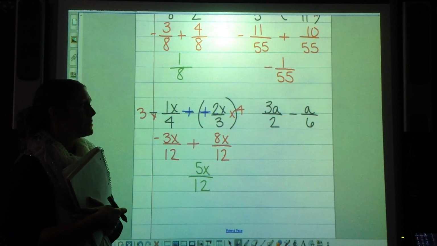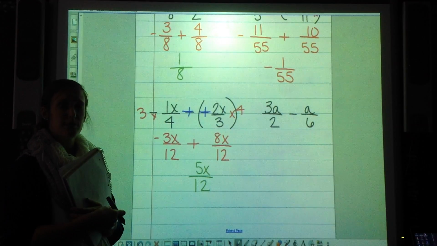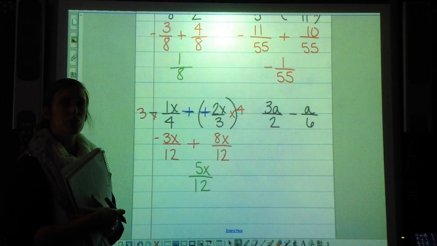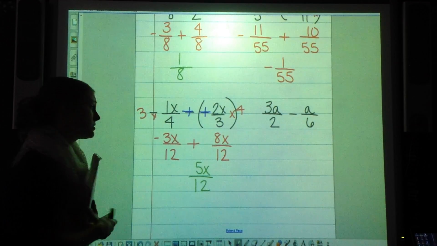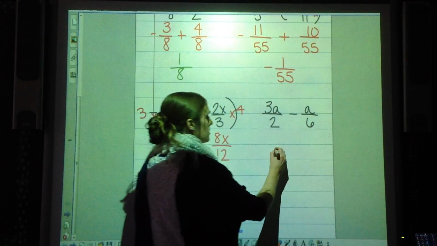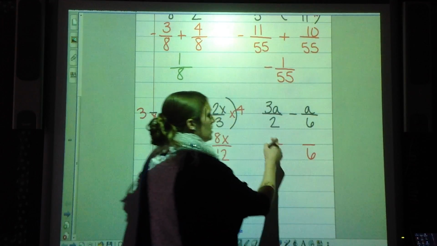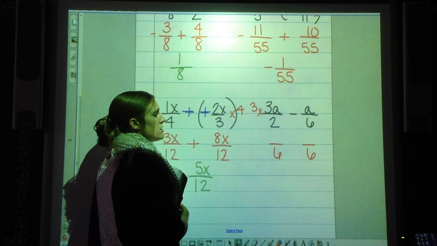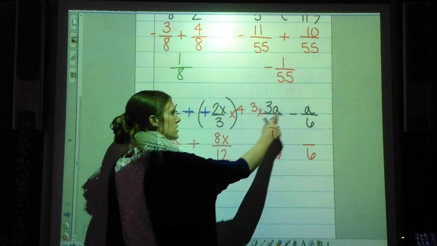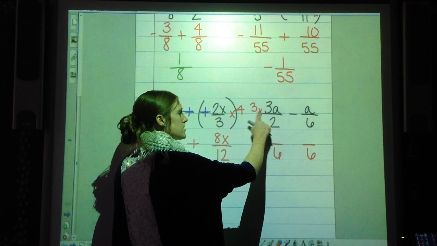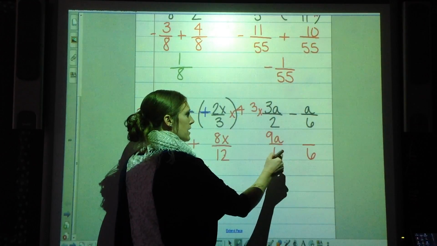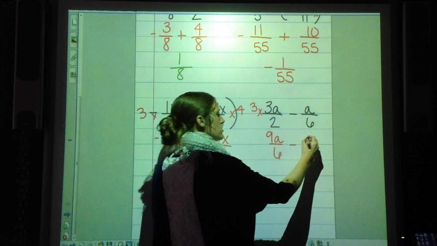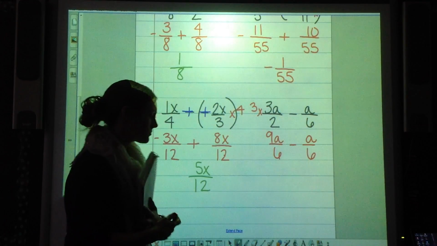Now I want to find a common denominator. My least common multiple is 6. Again, in this situation, you can use 12 as a common denominator, but you're going to have to reduce at the end. My first fraction, the denominator changed, so the numerator must change. To get from 2 to 6, I multiply by 3. That's what I need to do in the numerator. So we're just working with the coefficients. We have 9a. Here, from 6 to 6, nothing changed, so the numerator is not going to change.